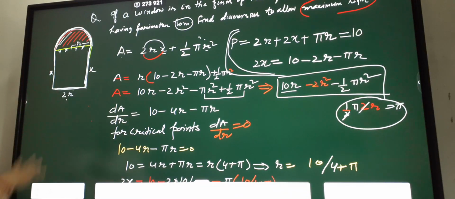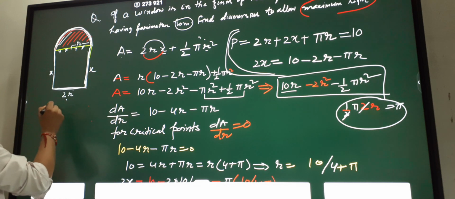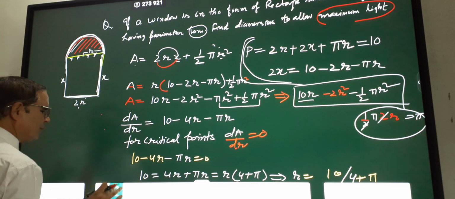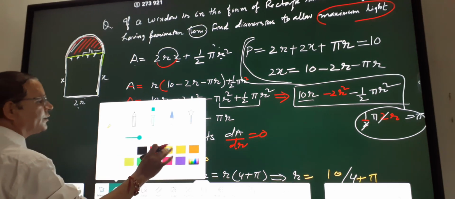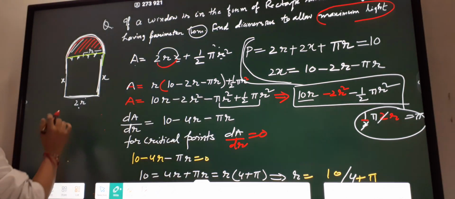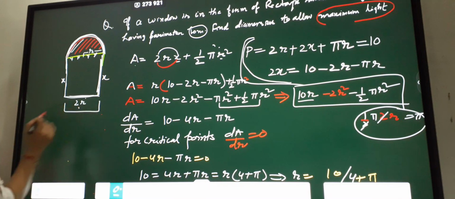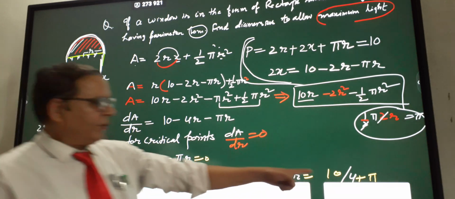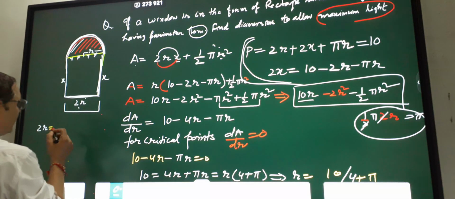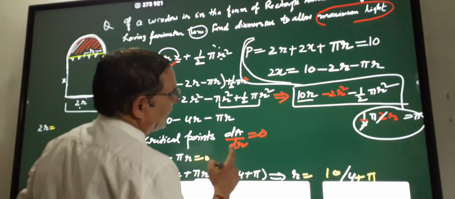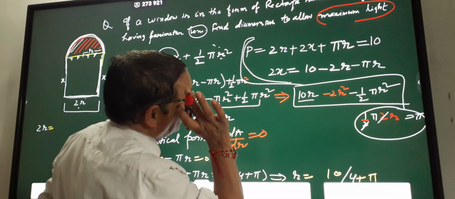Dimensions. This is one dimension, this is one dimension, this is one dimension. This is 2r. So what is the value of r? So this is not the value of r actually, that was the value of x. Let me first find r.